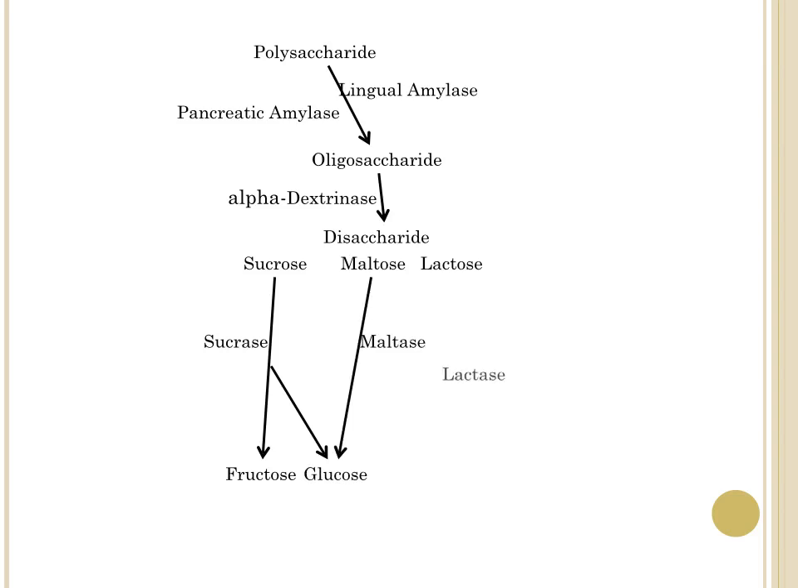Sucrose interacts with sucrase to form fructose and glucose. Maltose interacts with maltase to form two elements of glucose. Lactose interacts with lactase to form glucose and galactose. People who are lactose intolerant, the cells that produce lactase stop producing lactase.